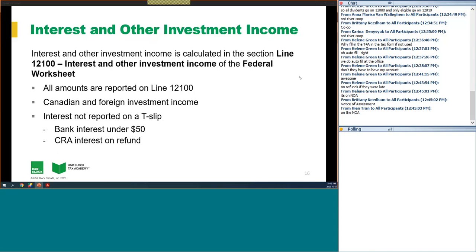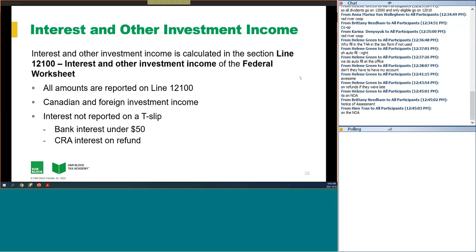So you can get it through Represent a Client. You can look at their notice of assessment. You should be checking them to see if there's CRA interest because, again, you might forget to put it on the return, but the CRA knows that it should be on the return. They're going to go looking for it, and you can get dinged for not reporting all your income. So make sure you're asking about interest, not just interest on slips, but interest that is not on slips.